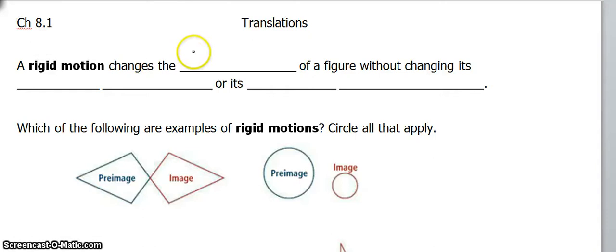Alright guys, so now getting into our chapter all about translations and geometric transformations. Our first unit here, 8.1, is all talking about translations. So the first thing we want to talk about is a rigid motion.